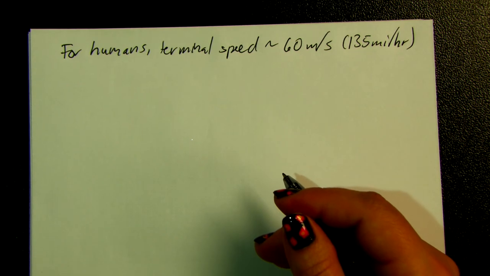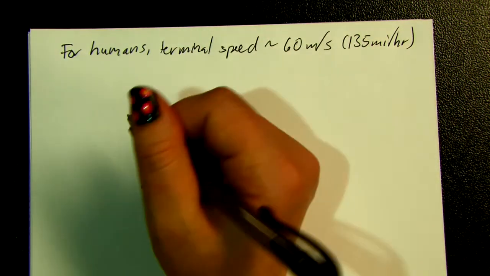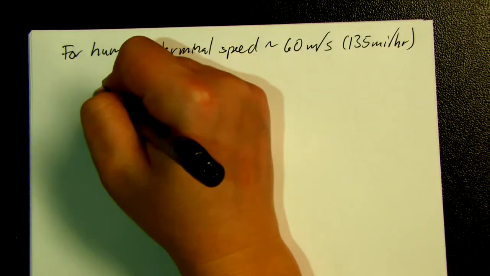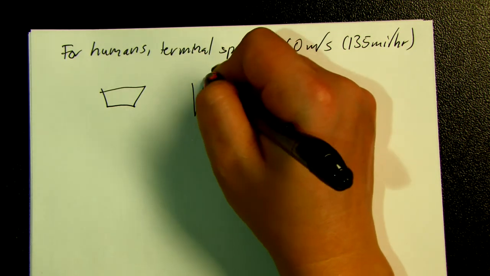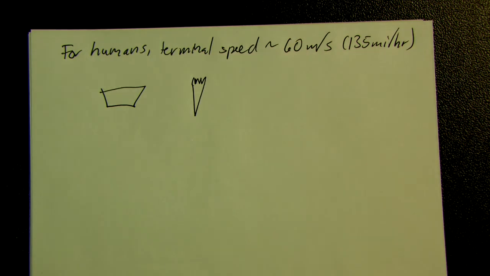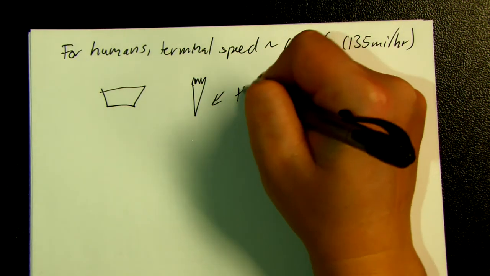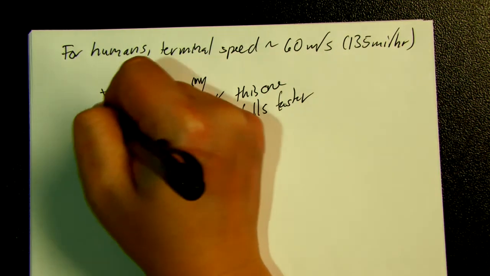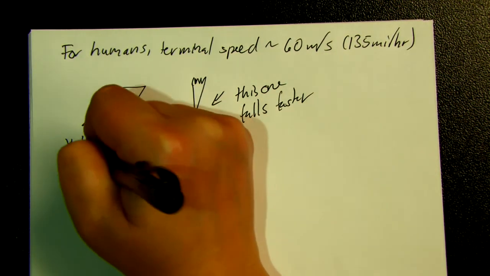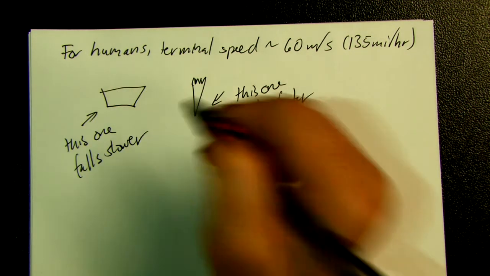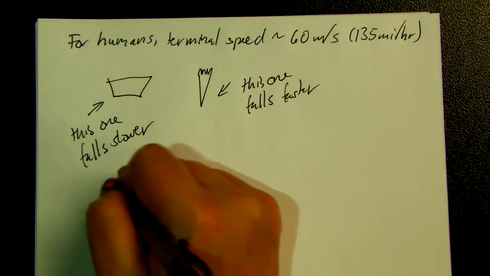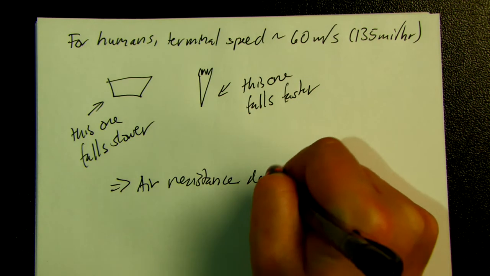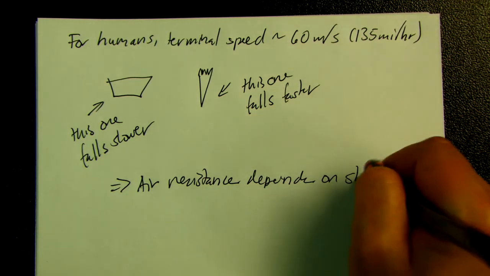Now let's talk about those other factors. So let's examine what else air resistance depends on. So let's say I've got the coffee filter that looks like this, and then I crumple one up into looking like a little arrow. Which one falls faster? This one falls faster. This one falls slower. So what we can see from here is that air resistance depends on shape.